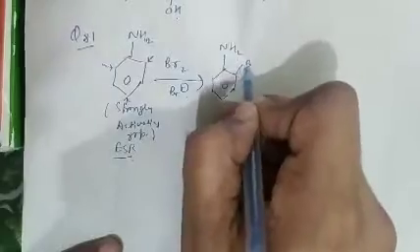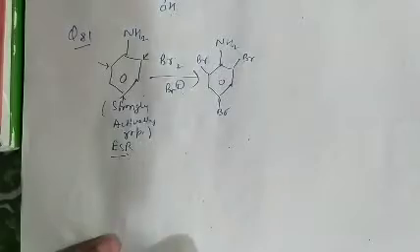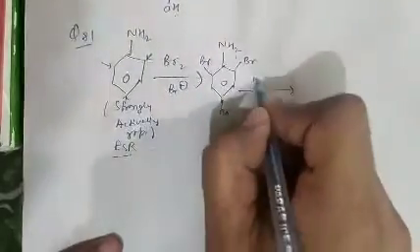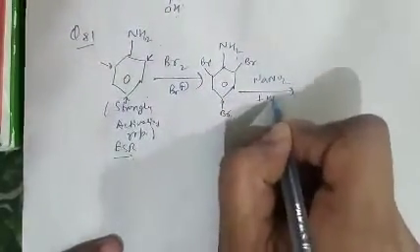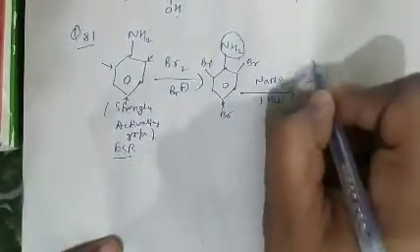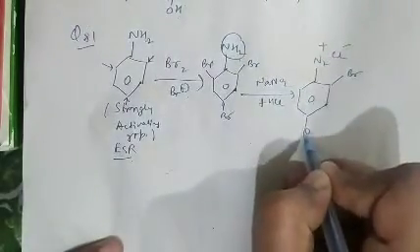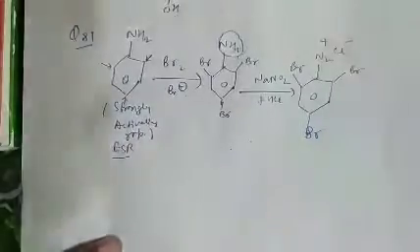The electrophile in this reaction is Br2, which will generate the Br positive electrophile. Ortho and para positions will be attacked by bromine, so bromine will attack here and here. Now on reaction with NaNO2 plus HCl, the NH2 group will change into a diazonium salt, that is N2 plus Cl minus, and the Br atoms remain as they are.